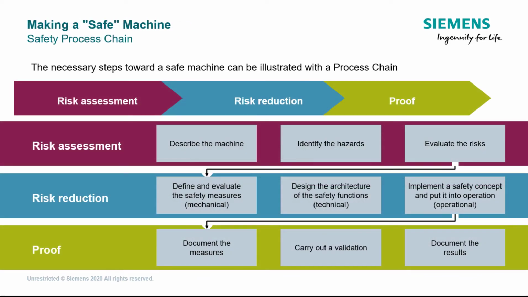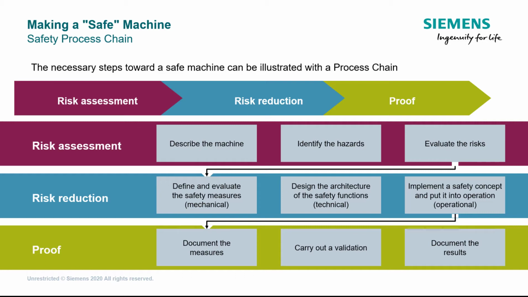We're now going to move into the second topic for today's seminar, namely making a safe machine. Here we're going to focus on the safety chain process that we talked about earlier, which is made up of 3 main areas: the risk assessment, risk reduction, and then proof. The first step is the risk assessment.